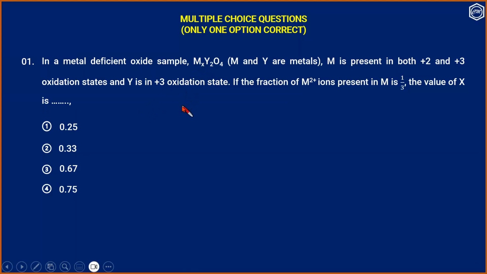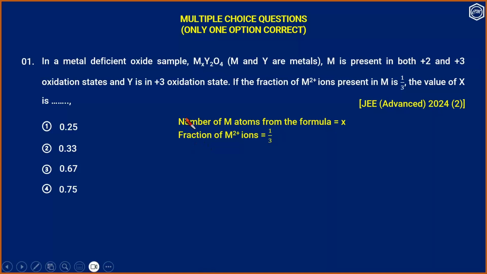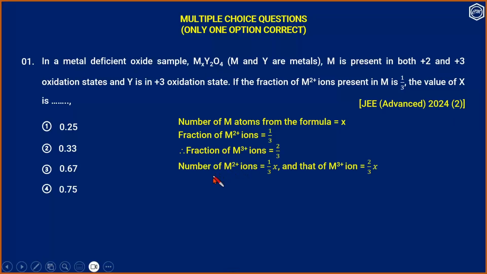The number of M atoms is X, but M is present in both +2 and +3 oxidation states. The number of M atoms from the formula equals X, and the fraction of M2+ ions is 1/3. So the fraction of M3+ ions should be 2/3. The number of M2+ ions is X into 1/3, and that of M3+ ions is 2/3 into X. Now the sum of oxidation states of all the elements must be 0.